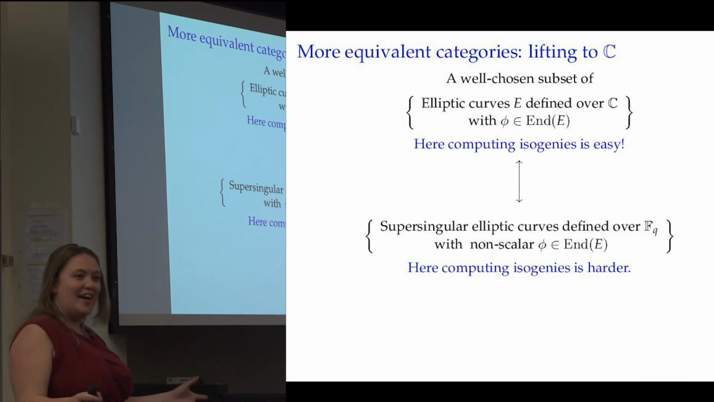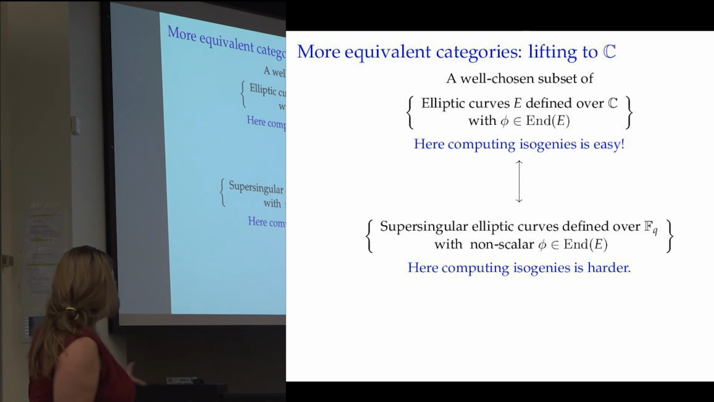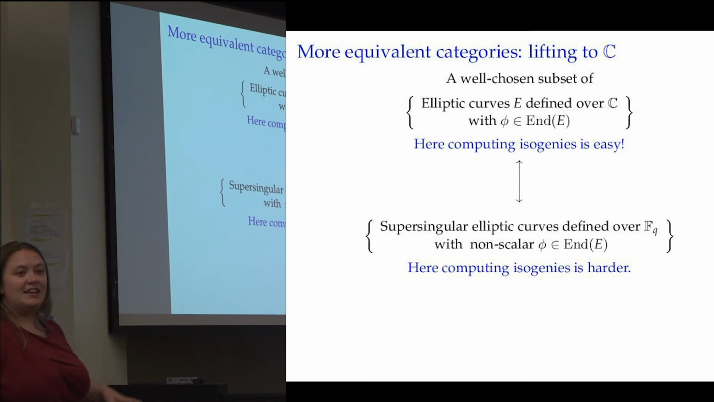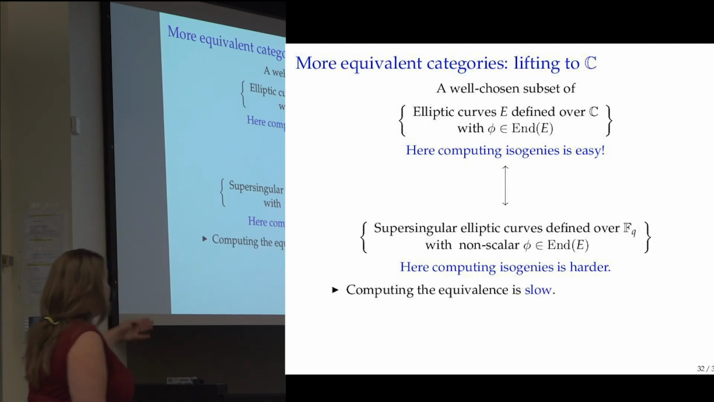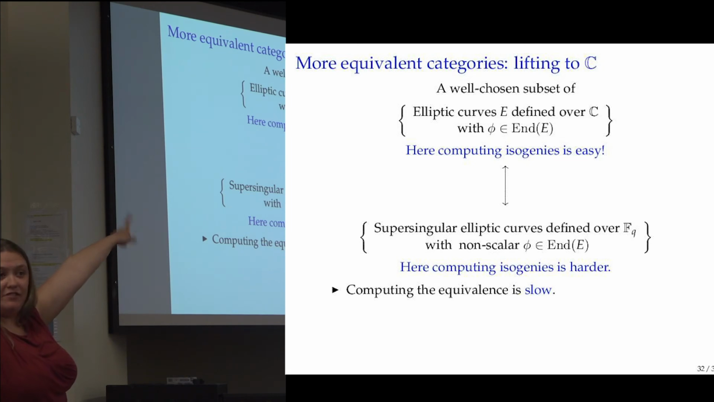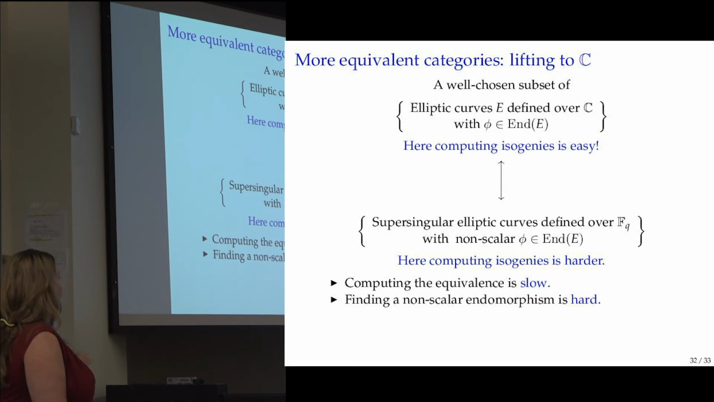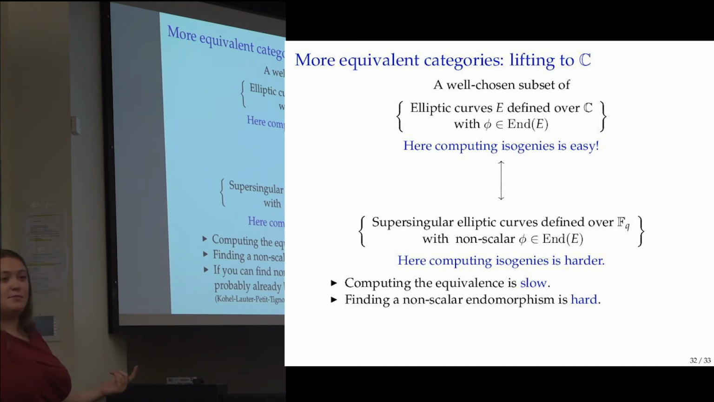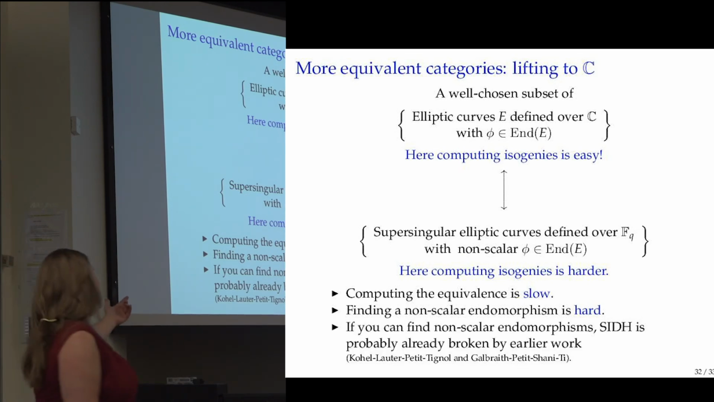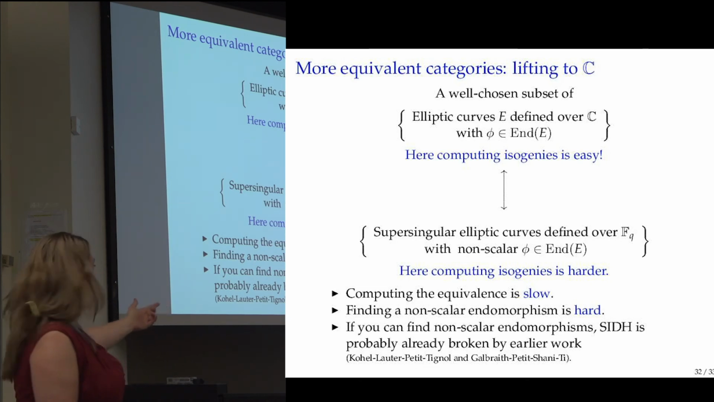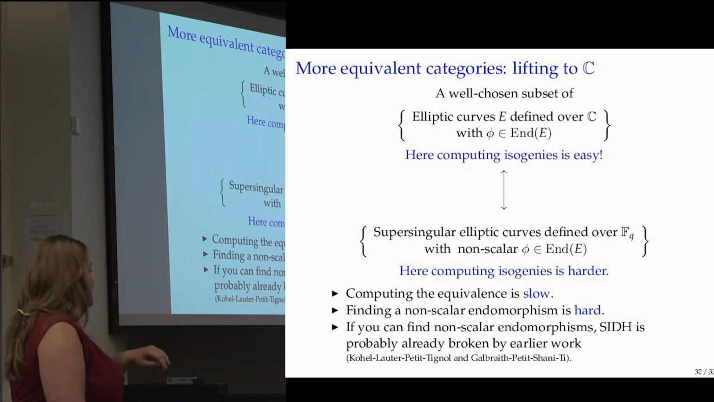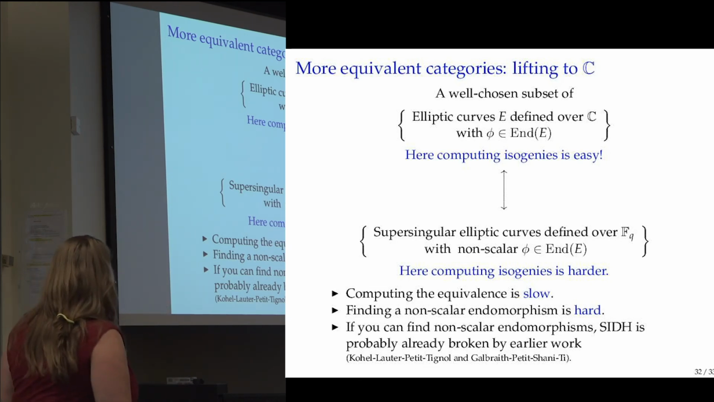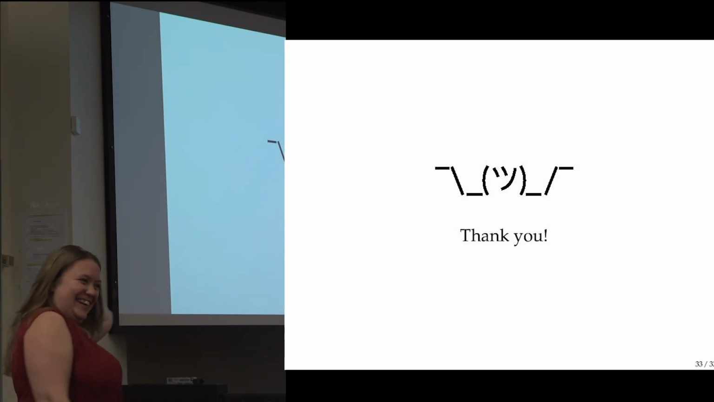So everything except for that would be awesome. Except that everything except for that is ridiculously hard to compute. And even if you could, computing with an up and down arrow is really slow. Finding the non-scalar endomorphism is hard. And if you could, there would be way easier ways to break SIDH, which have already been figured out by smart people. So this approach is overcomplicated and uninteresting. Thank you very much.